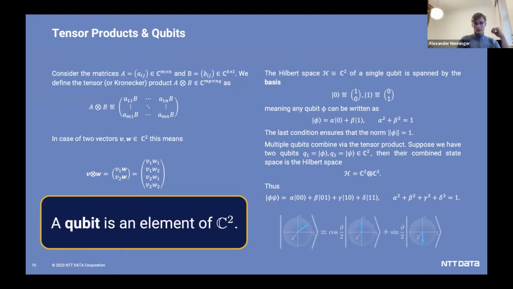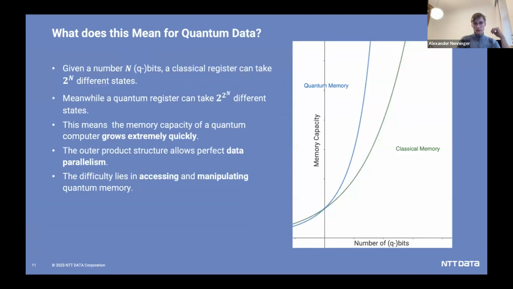Okay. What does this mean actually? What's the trick with qubits there? Why is this useful?